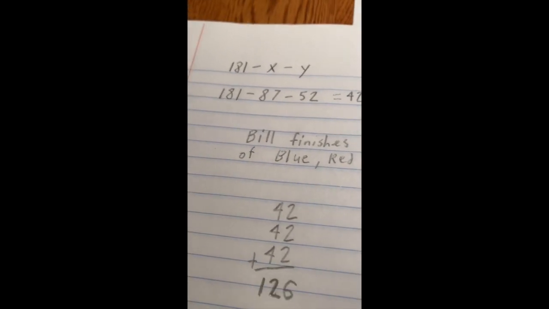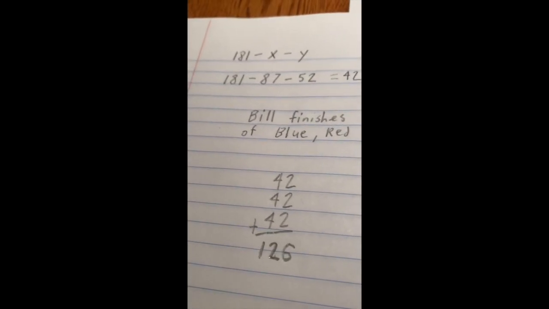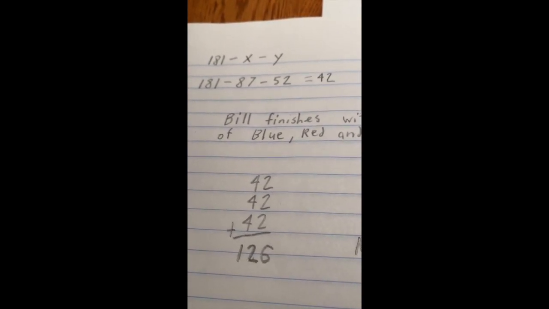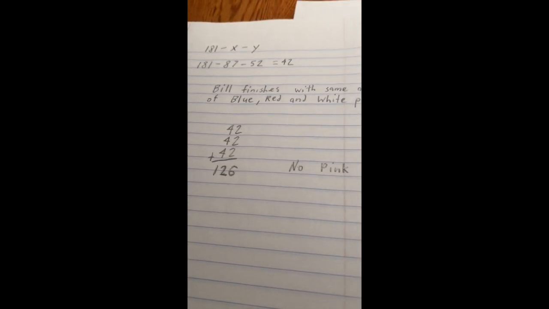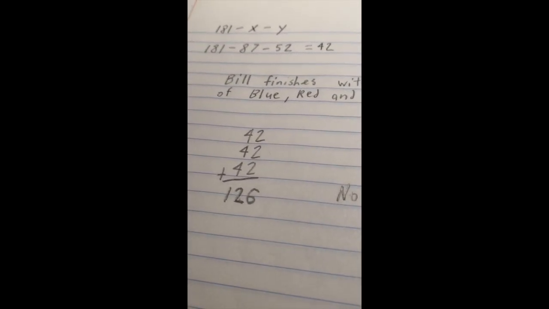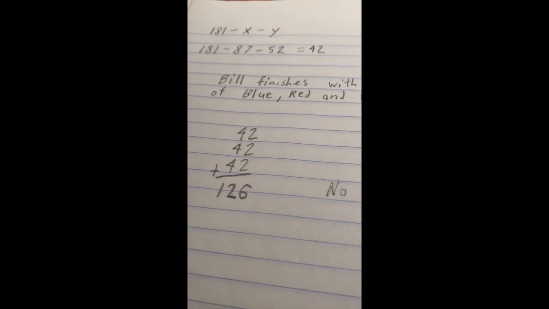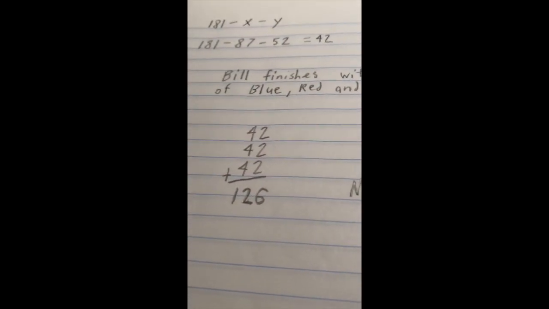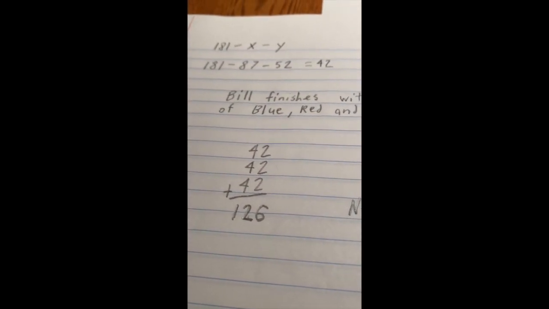So then what we need to do is go back to the red amount or the white amount if you want, but the red's just easier. And you plug in the variables and you get 42. And Bill finishes with the same amount of blue, red, and white paint. So 42 is what he's left with after you subtract the amount of paint for the stripe and the amount of paint for the pink paint here on the Y. So if you subtract those values, that's how much red paint is left.